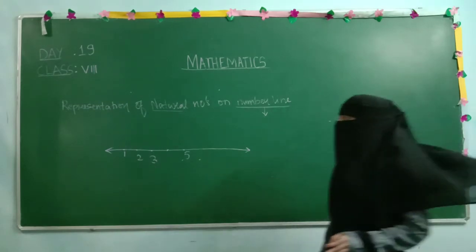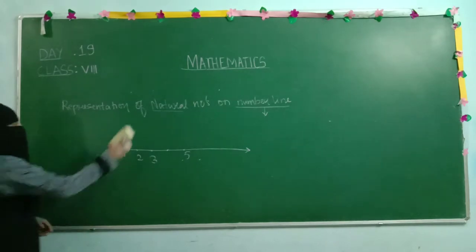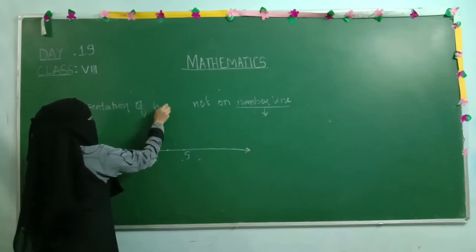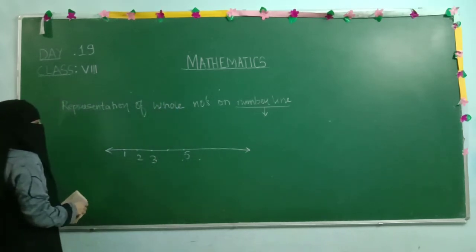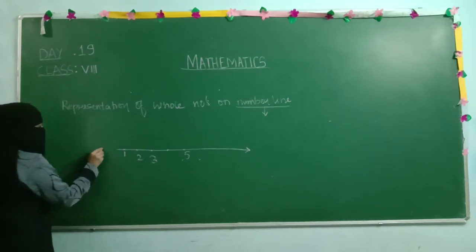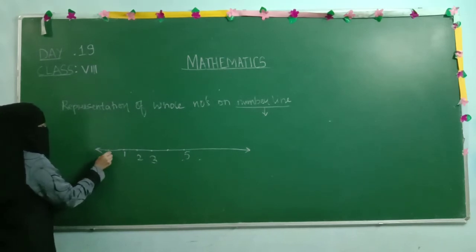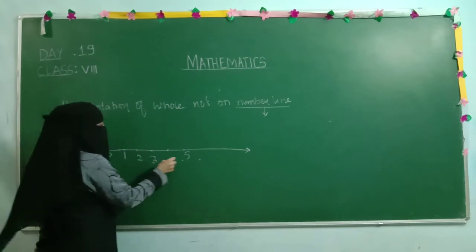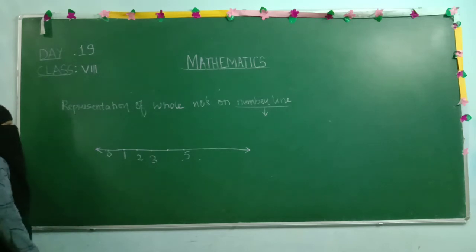Next we will check whole numbers. Whole numbers, how many of you know? The numbers which start from 0 are called whole numbers. So what you need to do is extend the line and start representing from 0, 1, 2, 3, 4, 5, and so on up to infinity. The smallest whole number is 0.